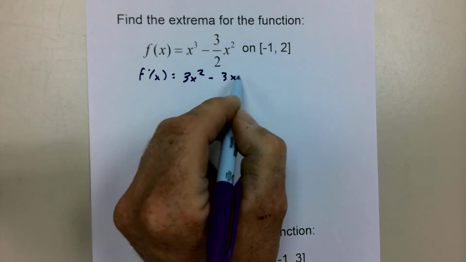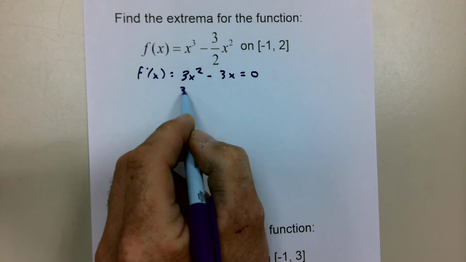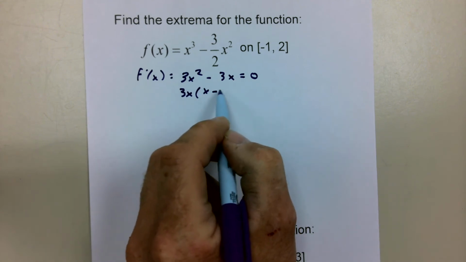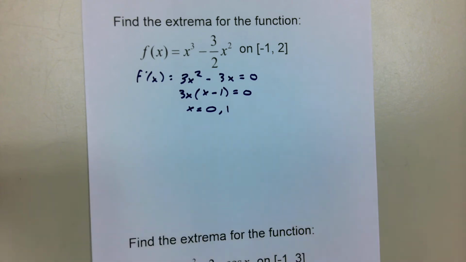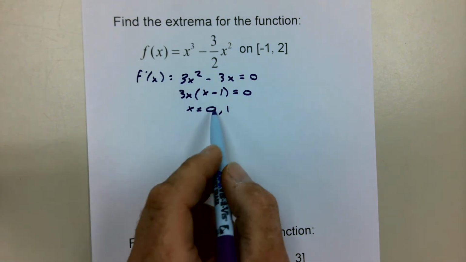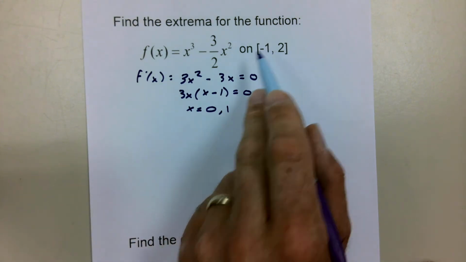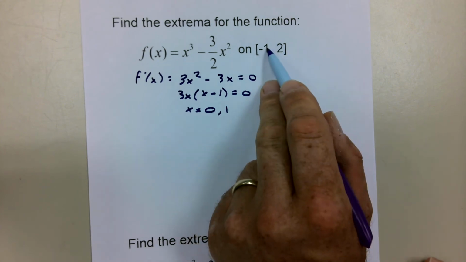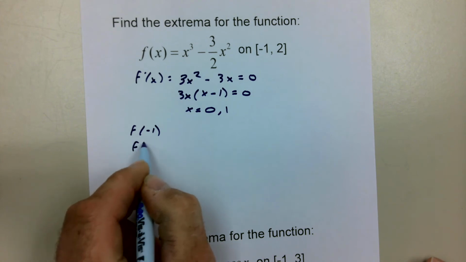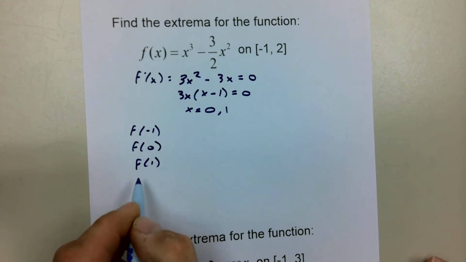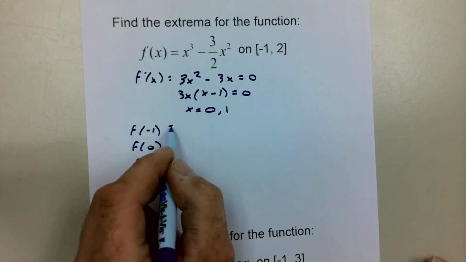I'm going to set that equal to 0 so I can factor out a 3x, x minus 1. So a little bit of algebra 2 here. So we get x equals 0 and x equals 1. I'm interested in these values 0 and 1 and negative 1 and 2. So I'm going to find f of negative 1, f of 0, f of 1, and f of 2.